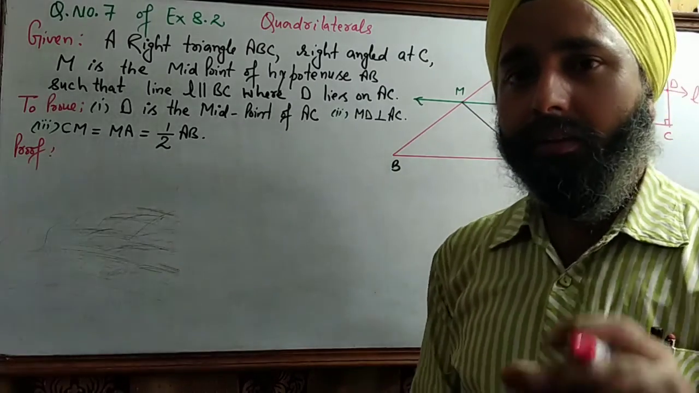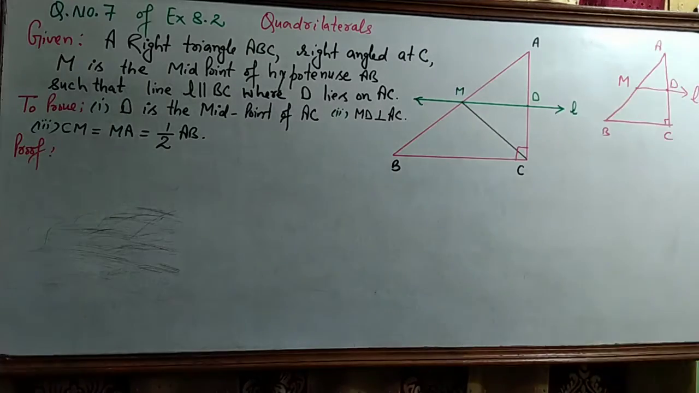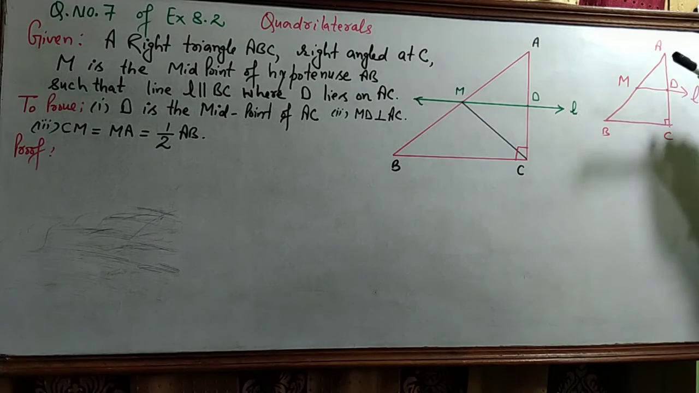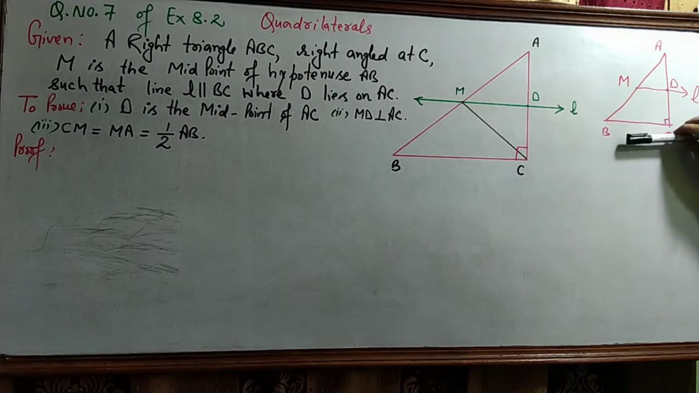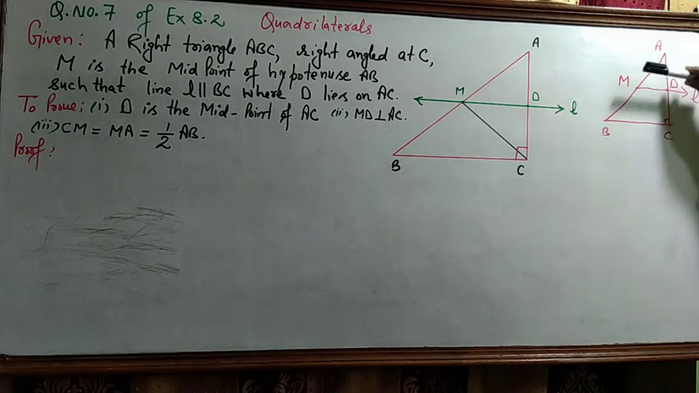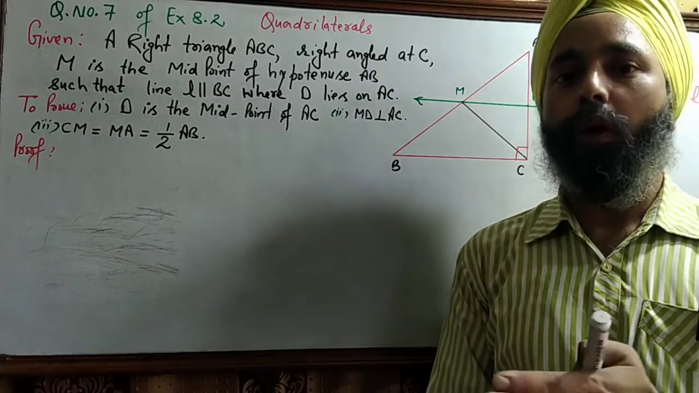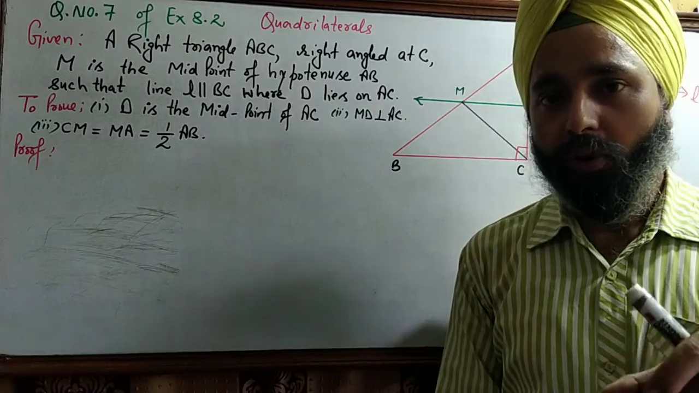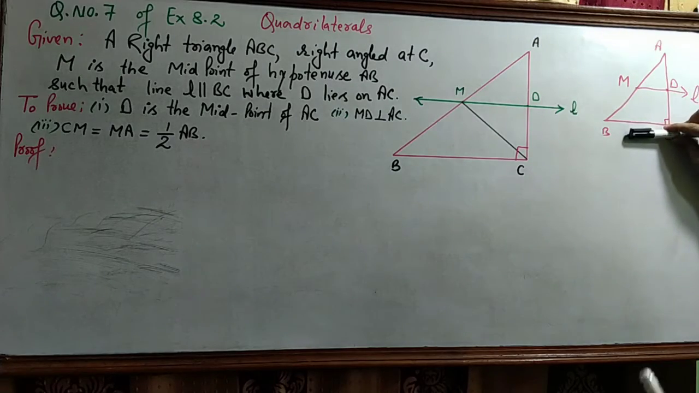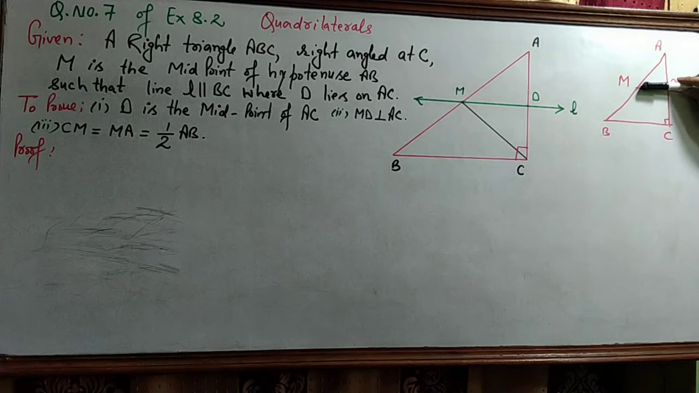Now, what is the converse of the midpoint theorem? Just recall what the converse was. A line drawn to the midpoint of one side of a triangle, parallel to another side. These two conditions are satisfied. So what does the converse of the midpoint theorem say? If a line is drawn through the midpoint of one side, parallel to the second side, then the line bisects the third side.